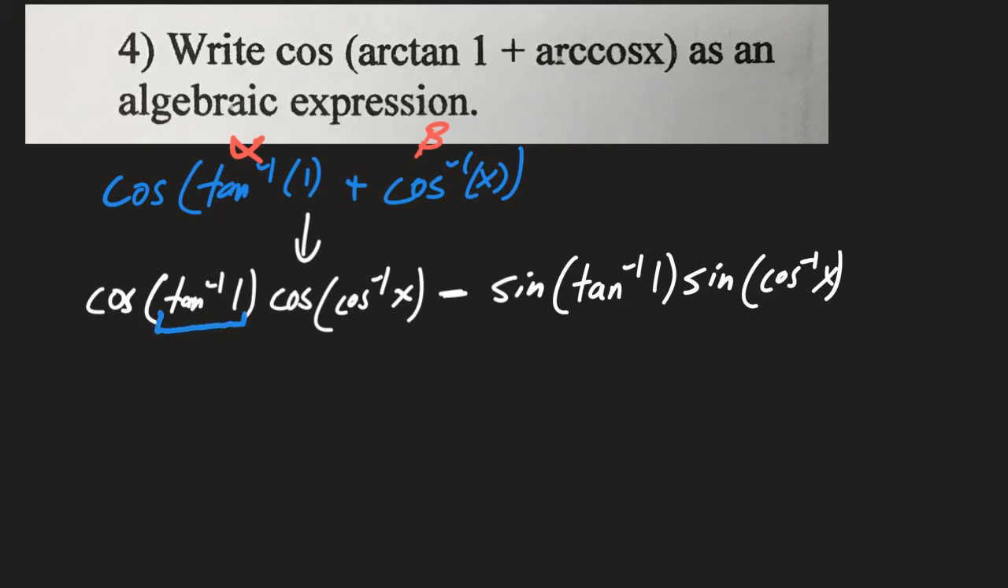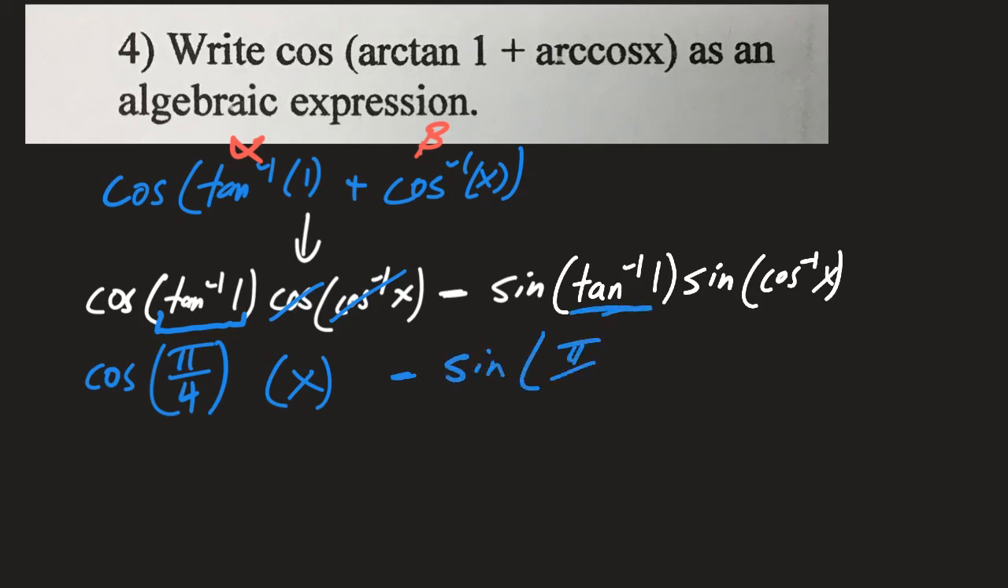Tangent inverse of 1, wait a minute. I know that on the unit circle the tangent is 1 at pi over 4, and I can figure out the cosine of that. That shouldn't be too bad. And this one's really nice, actually. Cosine and cosine inverse will cancel out and just leave me with that plain old x. Minus, same thing, we know that the sine of this tangent inverse is going to be a sine of pi over 4, and we can go find that on the circle. Only this last bit is kind of messy, that cosine inverse inside of the sine.